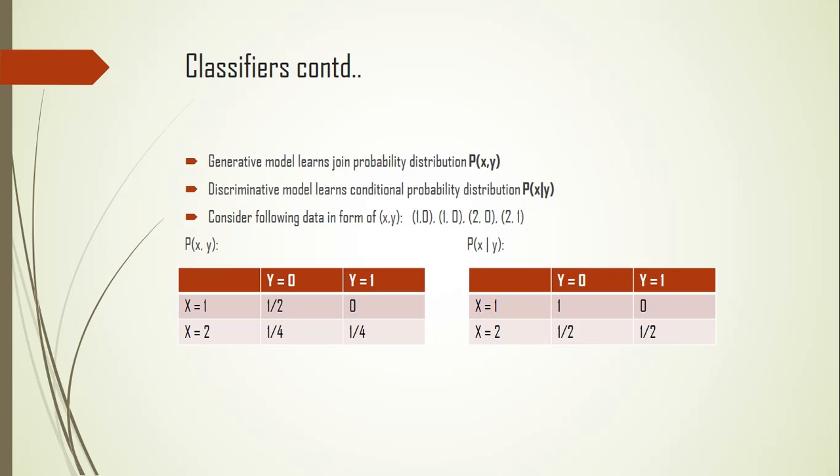Now for conditional probability, we have the condition that if Y is equal to 0, X equal to 1 would always be 1. Thus the conditional probability is 1. On the other hand, if Y is 0 and X is 2, then the conditional probability is 1/2. And if Y is 1, the conditional probability of X equal to 2 would be 1/2.